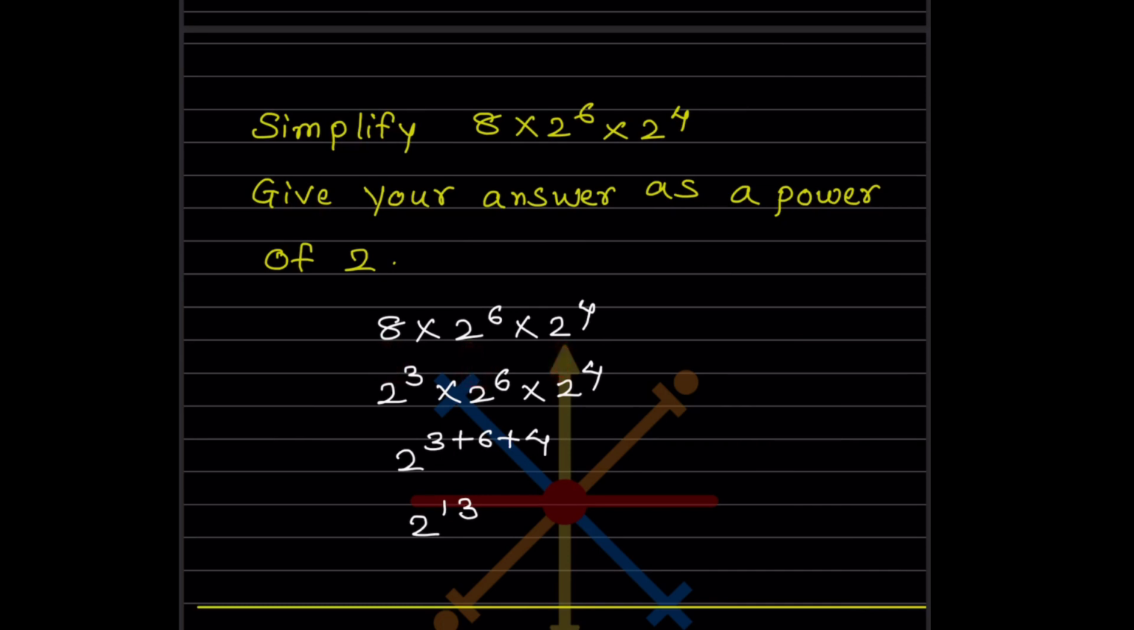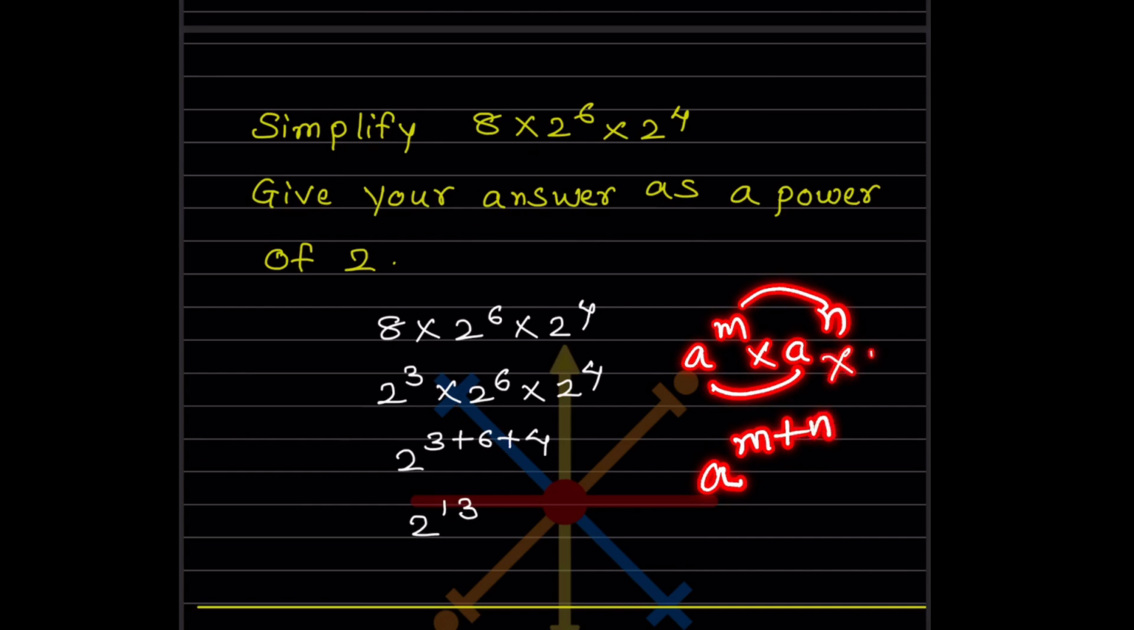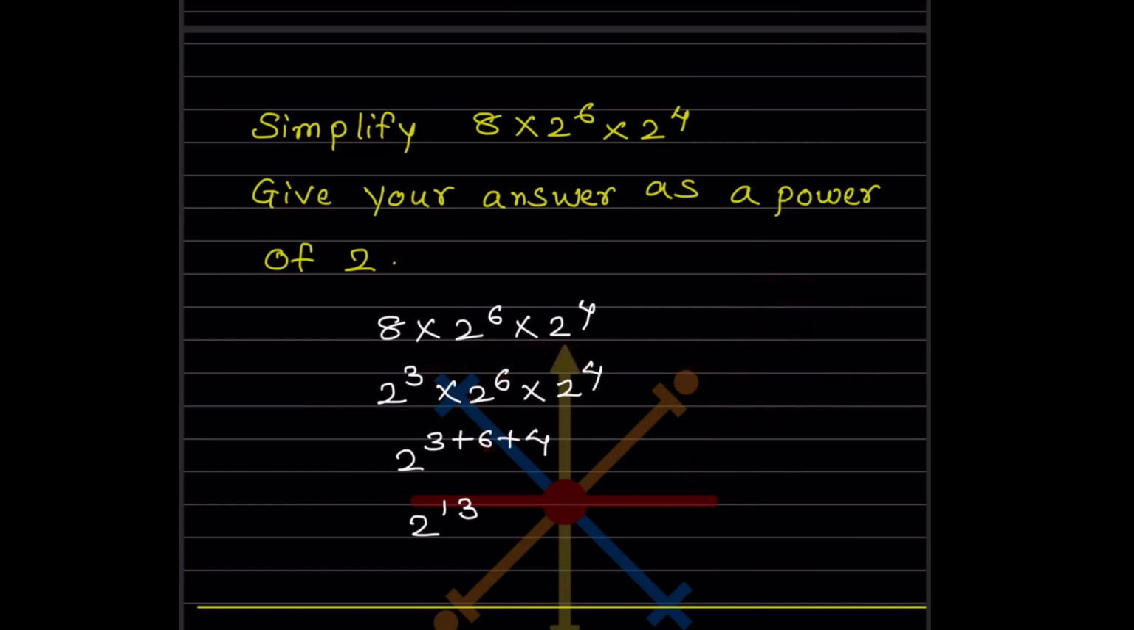Now the exponent rule: whenever it is multiplication and the base is the same, we add the exponents. That is a raised to m plus n. Even if there are 3 numbers, you add them all. So that will be 3 plus 6 plus 4. So this is going to be 2 raised to 13. So give your answer as a power of 2 raised to 13. So this is the answer.